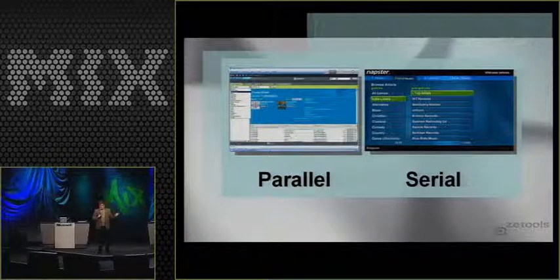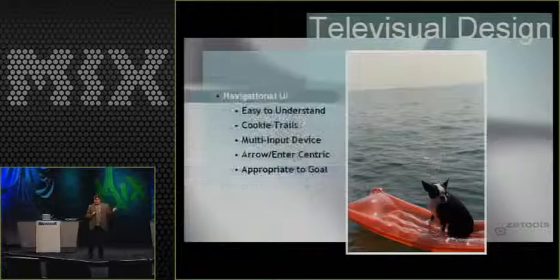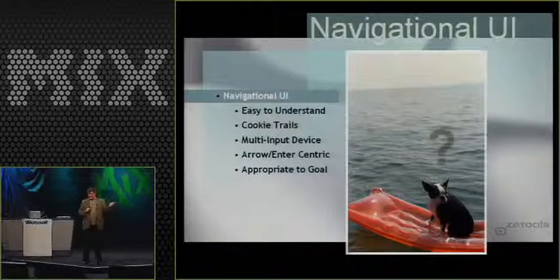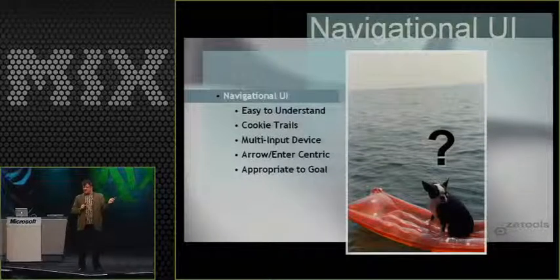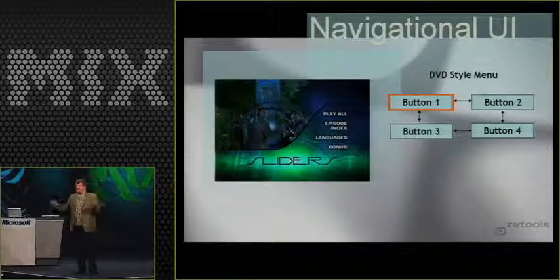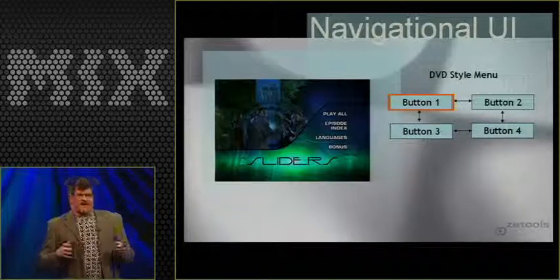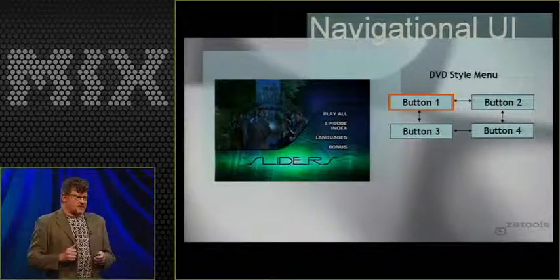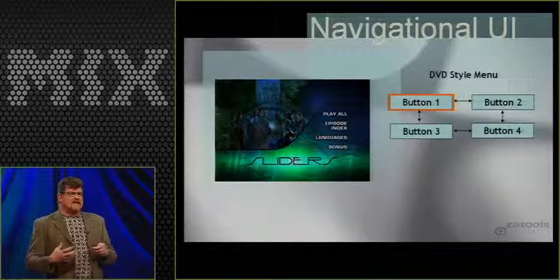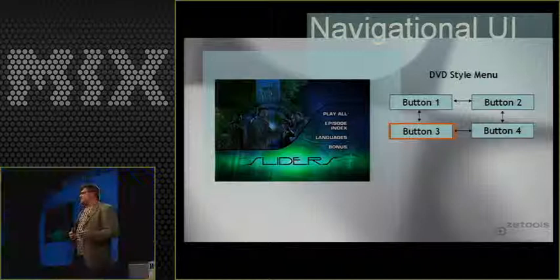And then finally, I just want to go through and talk a little bit about navigation. There's a couple different approaches, and I think a lot of us come to 10-foot design with our only experience being DVD menus. So DVD menus are probably the easiest thing to accomplish in a 10-foot world because there's a very limited data set. All you really do is sort of move between a very small set of data.